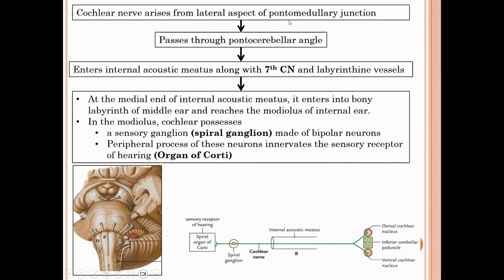Cochlear nerve arises from the lateral aspect of the pontomedullary junction. It also passes through the pontocerebellar angle. It enters the internal acoustic meatus along with the 7th cranial nerve and labyrinthine vessel. Here you can see at the medial end of the internal acoustic meatus, it enters the bony labyrinth of the internal ear and reaches the modiolus. In the modiolus the cochlear nerve has a sensory ganglion, also known as the spiral ganglion, which is also made up of bipolar neurons, and the peripheral processes of these neurons innervate the sensory receptor for hearing, that is the organ of Corti.